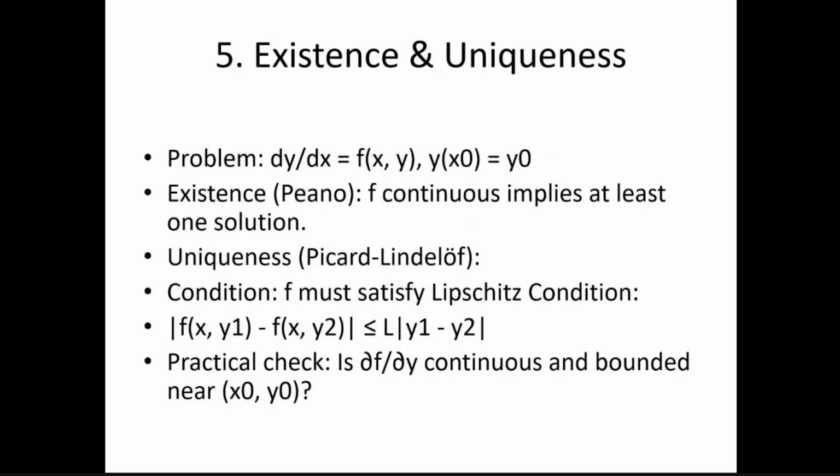So, existence and uniqueness. Let the problem be dy/dx = f(x,y), y(x0) = y0. Existence: f continuous implies at least one solution. Uniqueness: f must satisfy the Lipschitz condition, that is, |f(x,y1) - f(x,y2)| is less than L|y1 - y2|. As a practical check, ∂f/∂y is continuous and bounded near the initial point (x0, y0).